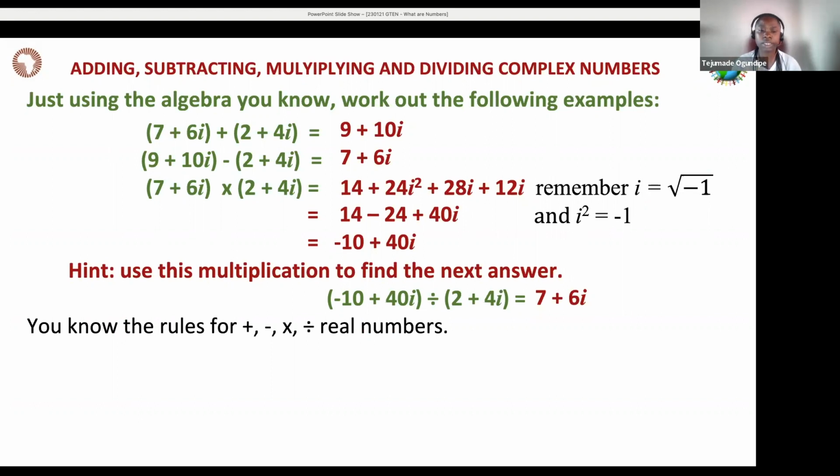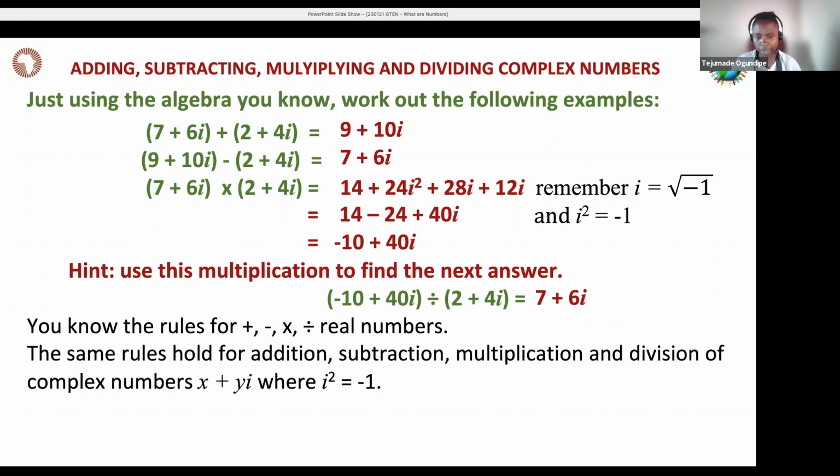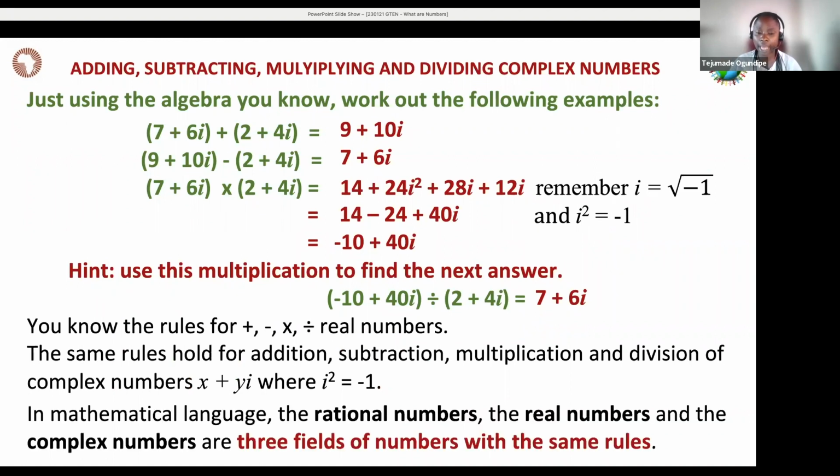You know the rules. We already know the rules for addition, subtraction, multiplication, and division for real numbers. The same rules hold for addition, subtraction, multiplication, and division of complex numbers, x plus yi, where i squared equals minus 1. In mathematical language, the rational numbers, the real numbers, and the complex numbers are three fields of numbers with the same rules. So the same rules guide all of them.